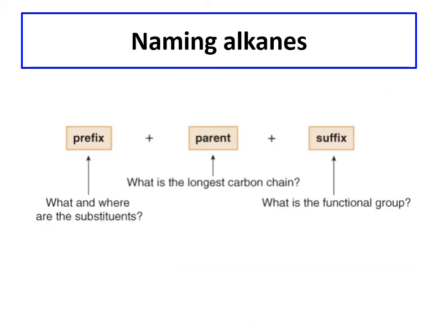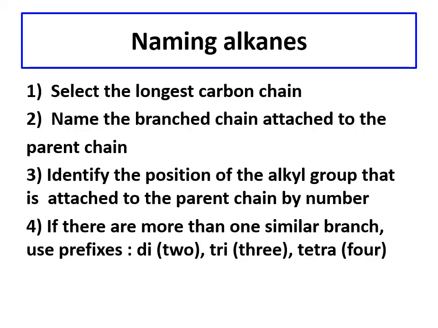Now we shall look at how we can name the isomers. So the rule is that you need to put the prefix. Okay, so the prefix will be the position on which you can find the substituent, and then the parent is actually the longest carbon chain, and the suffix is actually the functional group. All right. Okay, so how do we name the isomers?